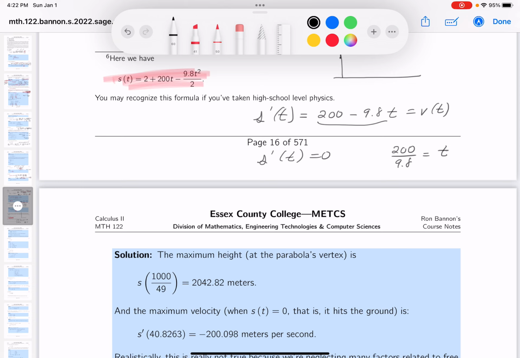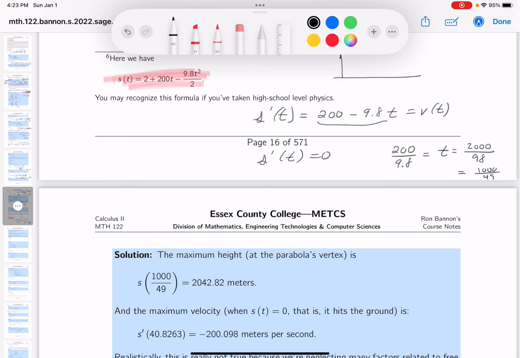All right? And I'm kind of looking at that. I want to simplify a tiny little bit. It kind of disturbs me to look at a decimal on the bottom. And I'm going to multiply top and bottom by 10. And you would get 2,000 over 98. And then I start to realize I could reduce that to 1,000 over 49. And what's that going to be in seconds?